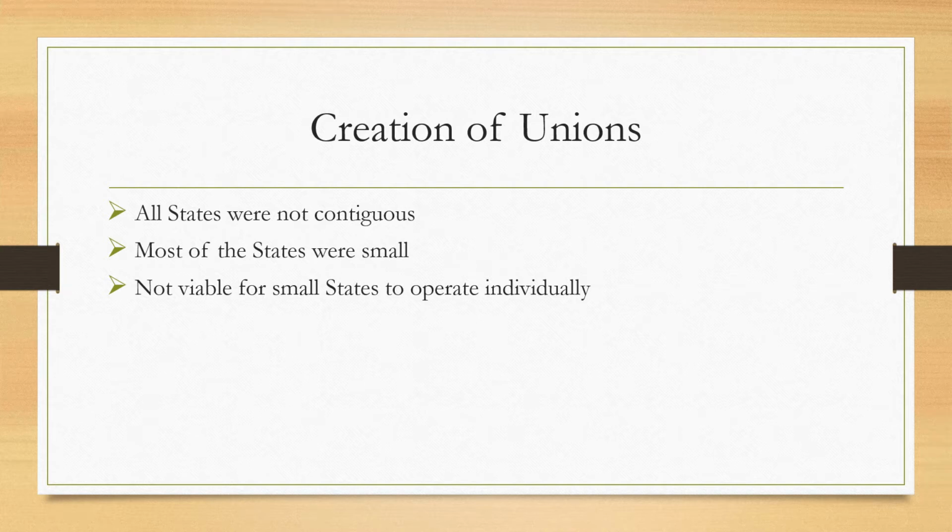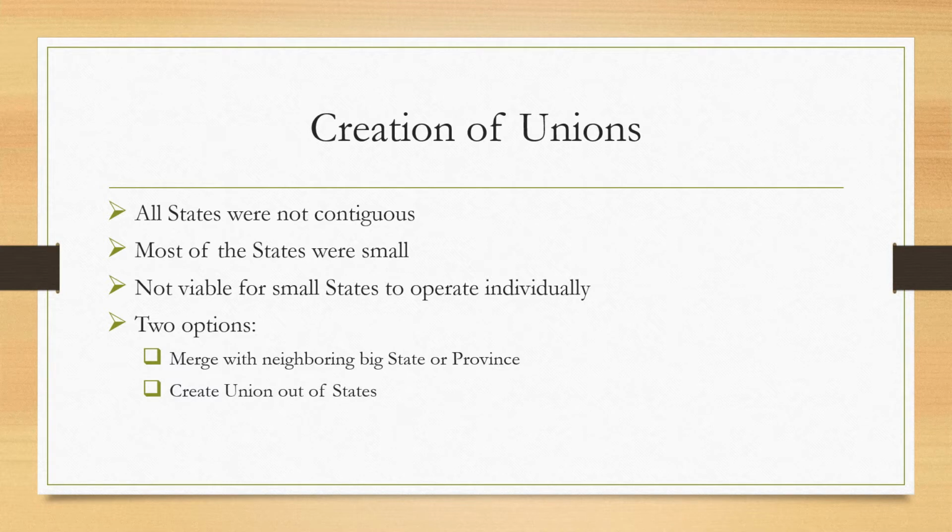To tackle this problem, there were two options. First one was to merge small states with neighboring big states or provinces. Otherwise, another option was to create unions out of these small states. But this was not straightforward, as states were not willing to give up their identities. Also, there was no consensus on which state should get what kind of rights in unions.